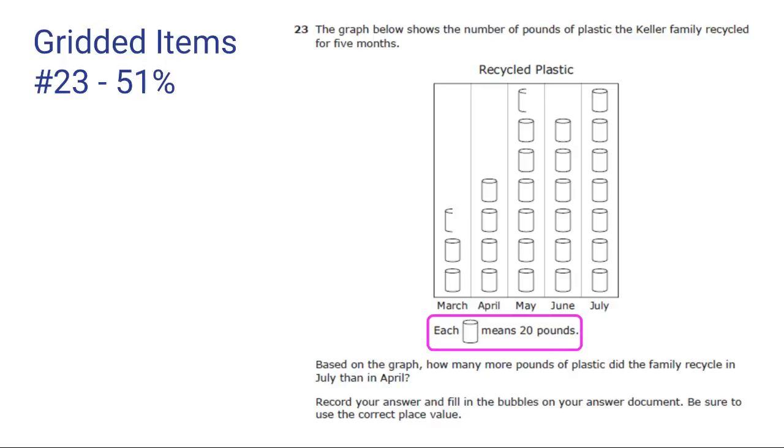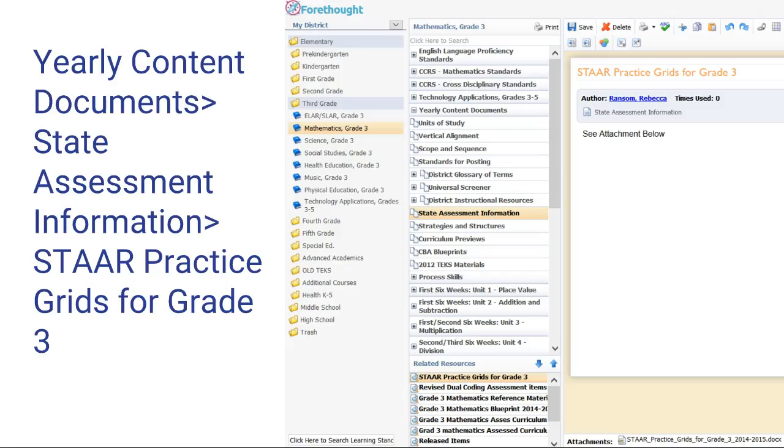And they represent more than one. To help with griddables, it could be that it's an open response item that we're having a problem with, or it could be that the kids are still learning how to grid an item, especially in 3rd grade.